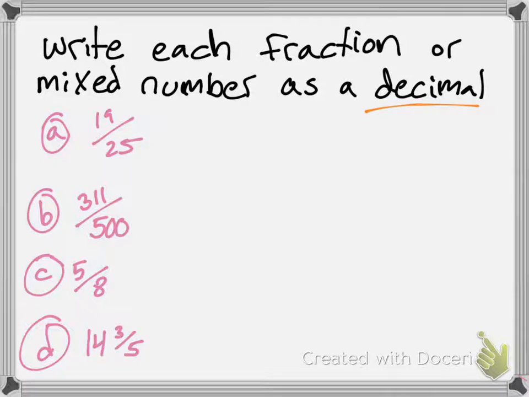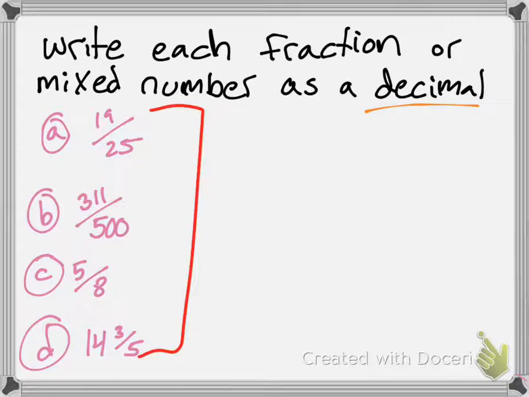Now we're going to do this. Write each fraction or mixed number as a decimal. Who remembers how we go from fractions to decimals? What do I do? Emma, what do we do? You put the top number inside the box and the bottom number outside the box and divide. Perfect. We long divide. So for all of these, to go from fraction to decimal, you long divide.